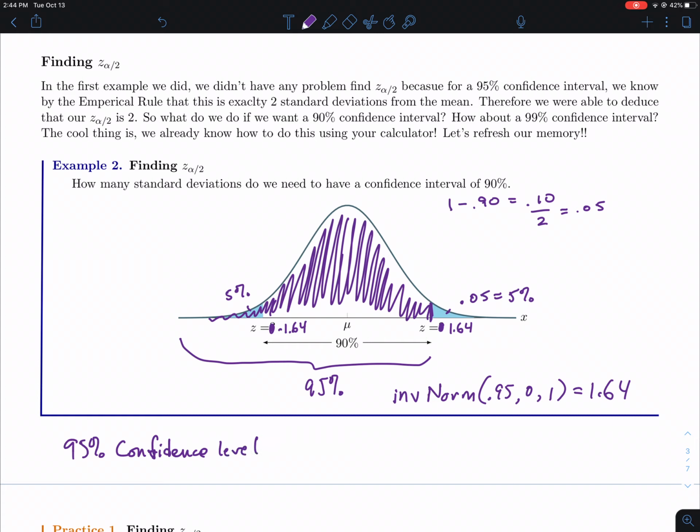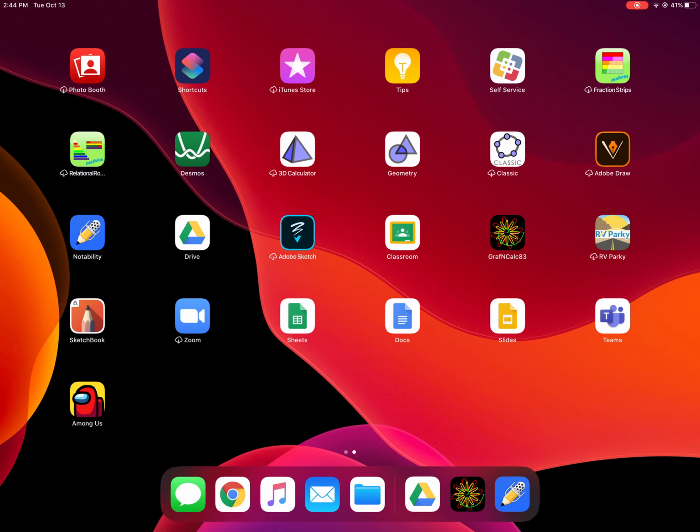So in this case, again, I would take my 1 minus 0.95, gives me 0.05. Divide that by 2, gives me 0.025. And so in that case, that means I'd only have 0.025 on the upper end. So that would mean that I'd have 97.5% on the lowest end. So if I did inverse norm with 0.975, that's going to give me the z-score for a 95% confidence interval.